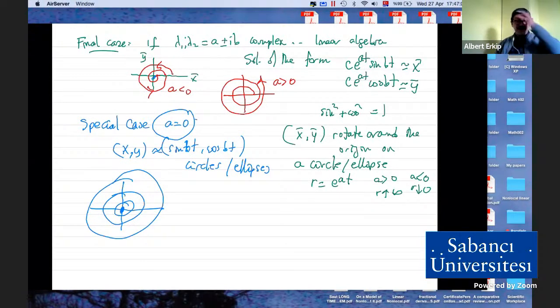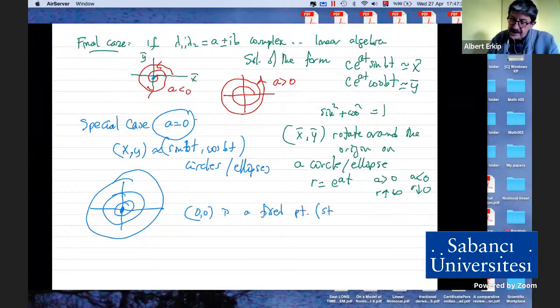Okay, so this was the summary of what I did. Of course, there are other cases, repeated eigenvalues, not enough eigenvectors, etc. There's more linear algebra in it, but this is the summary. Now, I want to recall we had another definition. 0, 0 is a fixed point.